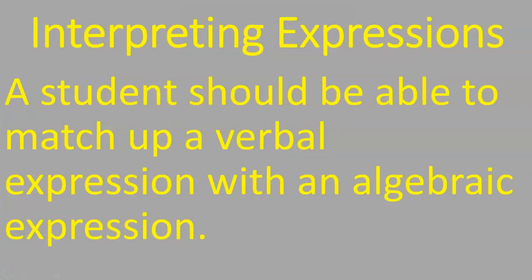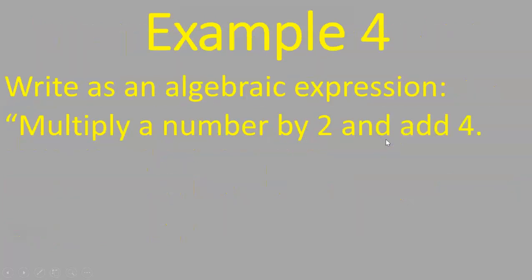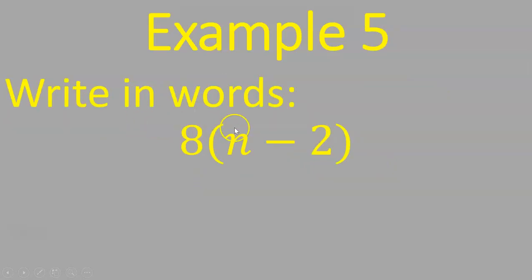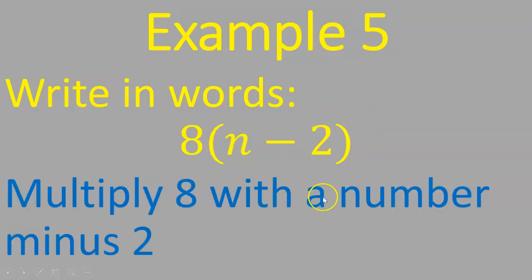Interpreting expressions. Now this is sort of subtle in the standard, but in the supplementary material it's intended that a student should be able to match up a verbal expression with an algebraic expression. Write as an algebraic expression. Multiply a number by 2 and add 4. Okay. Well, that would be this. Multiply a number we'll call n, by 2 and add 4 to that. Or we could reverse that, write in words. We have to be careful with the parentheses. We could say something like multiply 8 with a number minus 2, instead of saying multiply 8 by a number and then subtract 2. So the wording would be particular there.